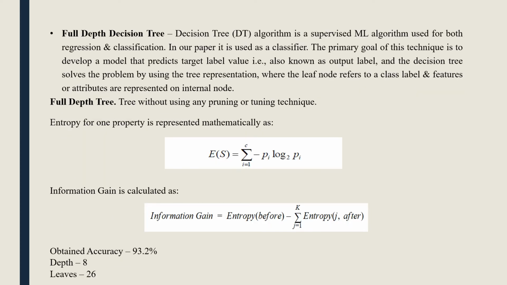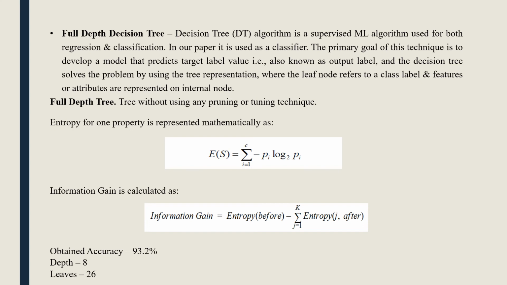The fourth phase is the full depth decision tree. Here a decision tree is constructed and the obtained accuracy of the decision tree is 93.2% and the depth of the decision tree is 8. So without using any pruning or tuning techniques, simply a full depth tree is constructed initially, and later optimal decision trees are constructed in the next phase.